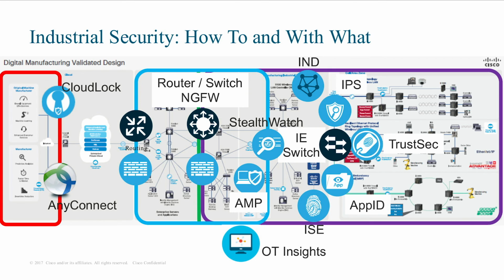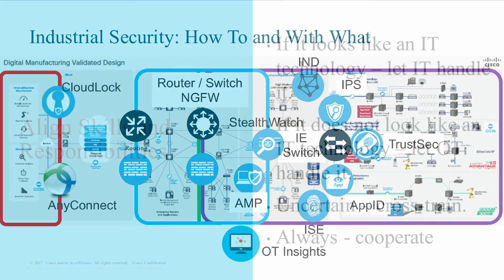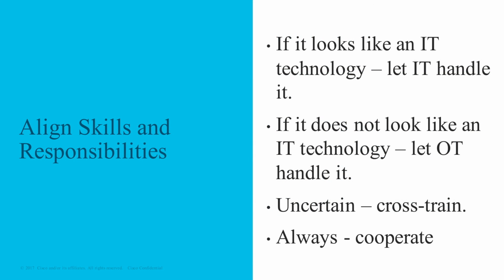And the biggest point here more than anything, align skills and responsibilities. If it looks like an IT technology, you should probably let the IT folks handle it. If it doesn't, let the OT folks handle it. If you're uncertain, cross-train. Even if you are certain, you should probably cross-train anyway. And in all events, cooperate as much as possible.